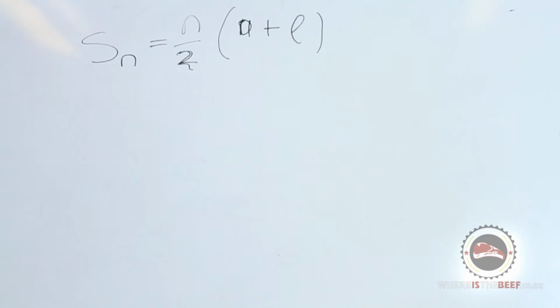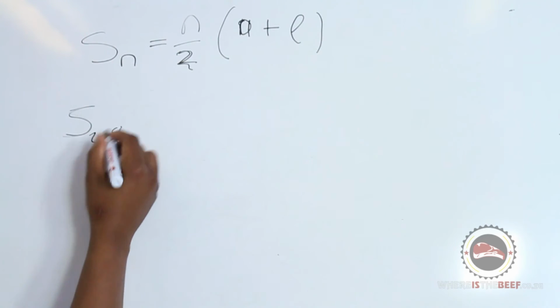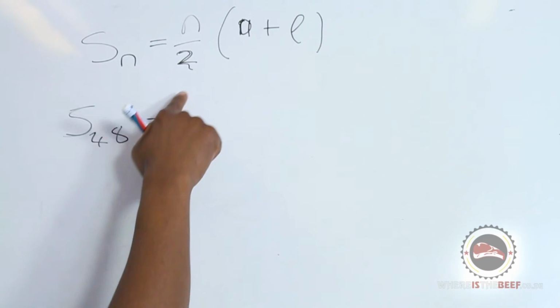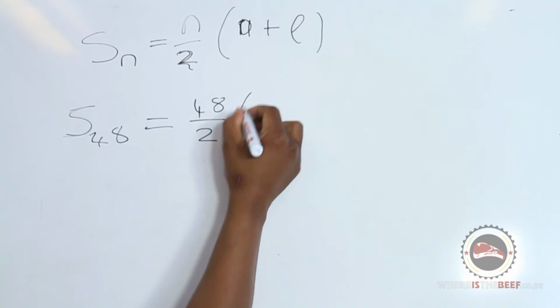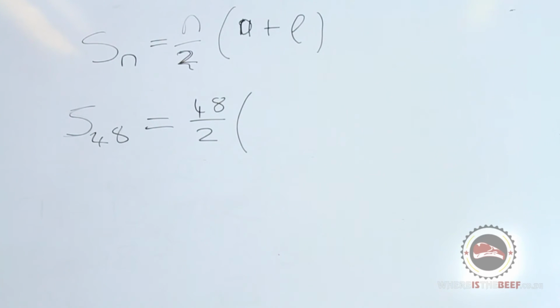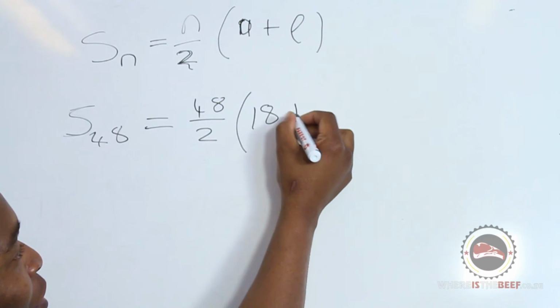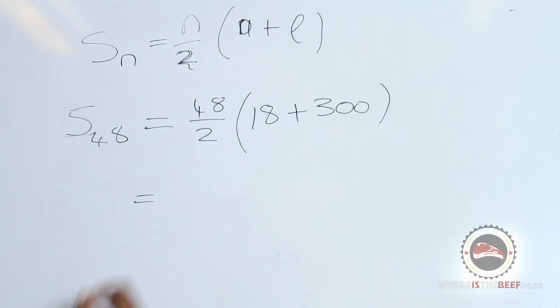I know what you guys are thinking. There is an alternative formula. But in this case, this formula makes everything pretty easy for us. So what do we have? We need to find the sum of 48 terms. Remember, we did that. There are 48 terms in the series. And what is our n here? Our n will be 48 over 2. Then it's bracket, the first term that we have in the series, remember guys, is 18. Then we add 300. Now it's just plug and play.